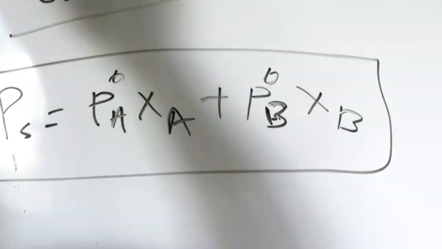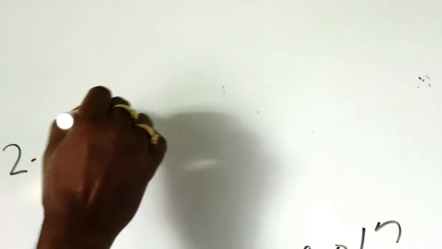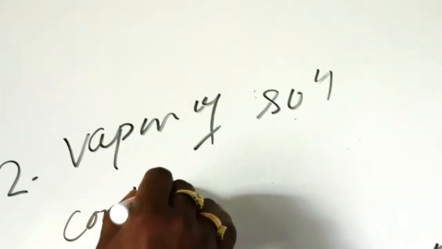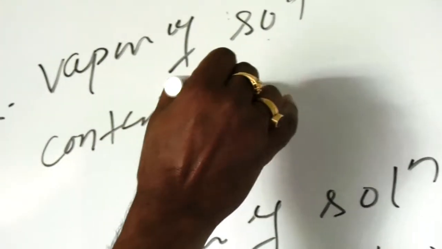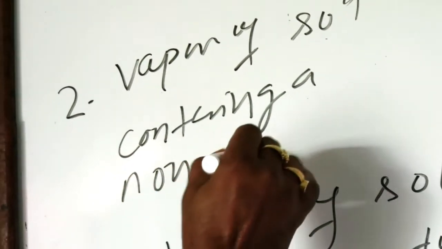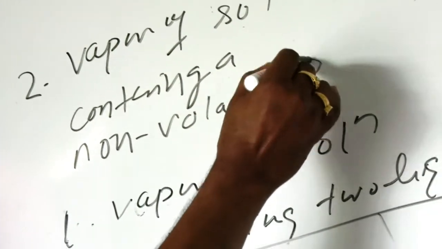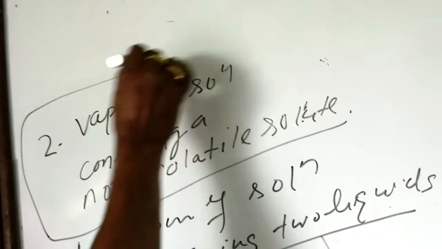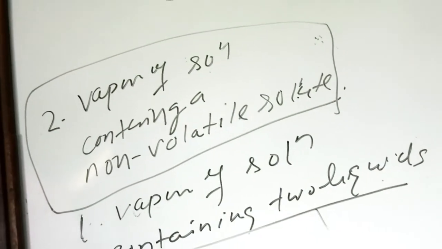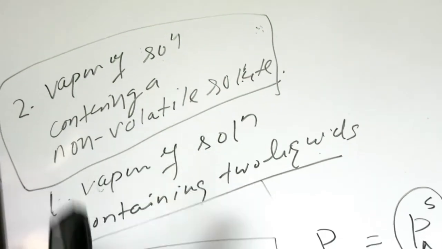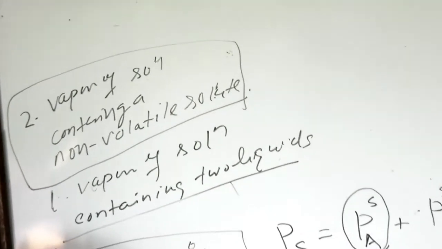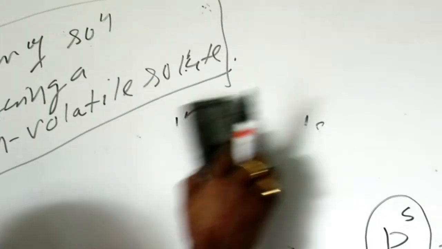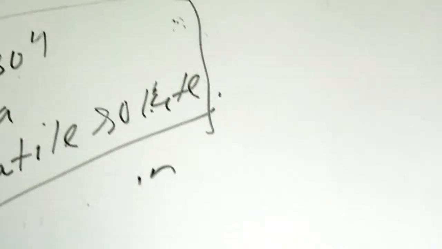If we consider the vapor pressure of a solution containing a non-volatile solid, then what will happen in that case? In this case, the vapor pressure of the solution containing non-volatile solid can be known with the help of Raoult's law. Here, let us consider Raoult's law.